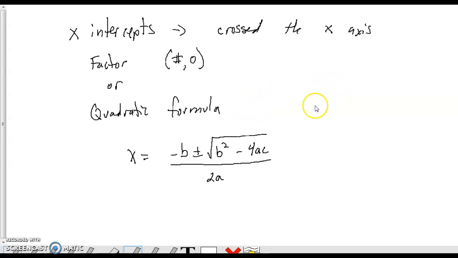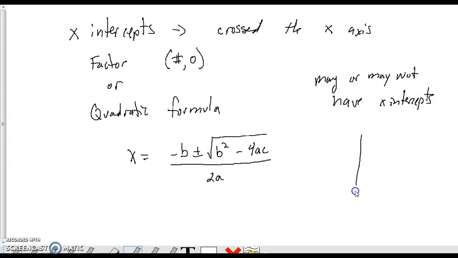You may or may not have x-intercepts. Right? Because what happens if your parabola looks something like this? Right? It looks like it's floating. It's never crossing your x-axis down here, so I wouldn't have any. And again, it wouldn't be factorable, and the quadratic formula would not produce a valid answer.